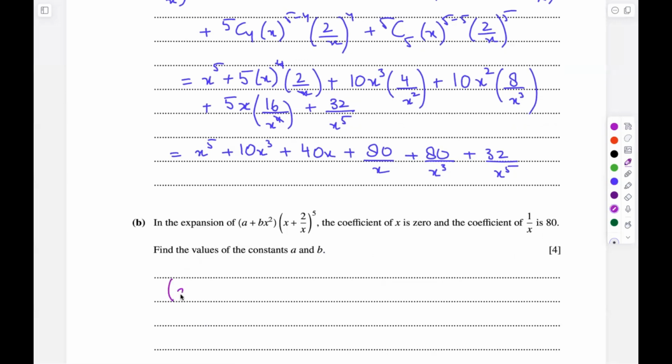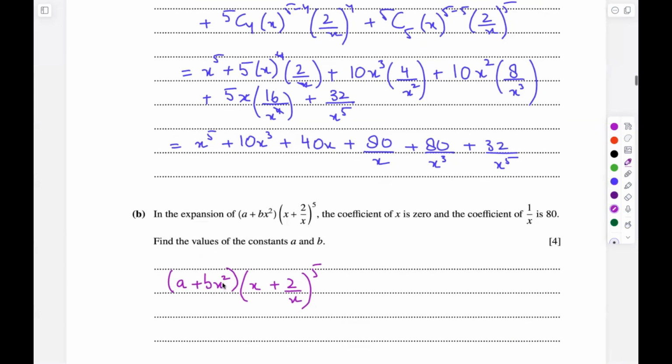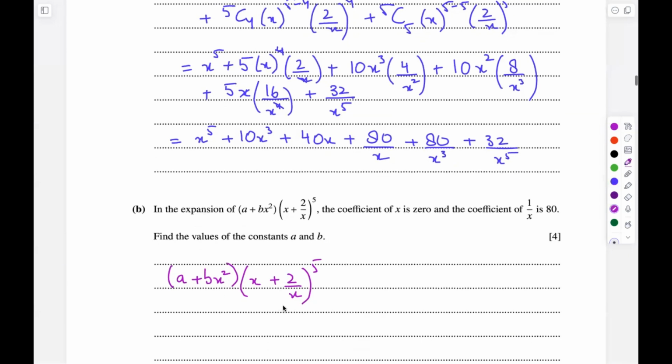Now, when we are multiplying (a + bx²) with (x + 2/x)^5, for the coefficient of x⁰ to be 0, we need to multiply this x² over here with a term which is 1/x², so the x² can cancel out. For the coefficient of x, if this is x, we need to multiply it by a term which is 1/x. And for the coefficient of 1/x, x² can multiply by a term which is 1/x³, and this a can multiply a term which is 1/x.